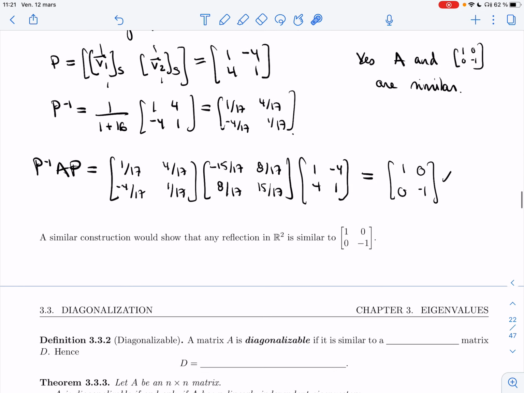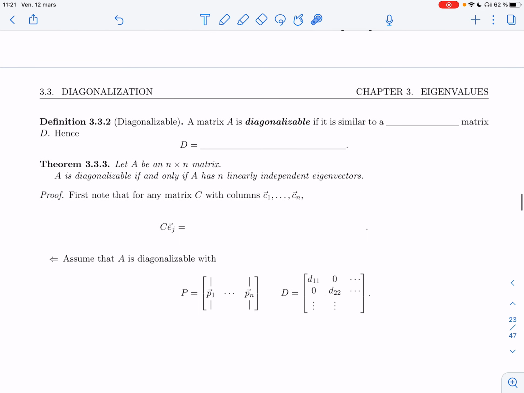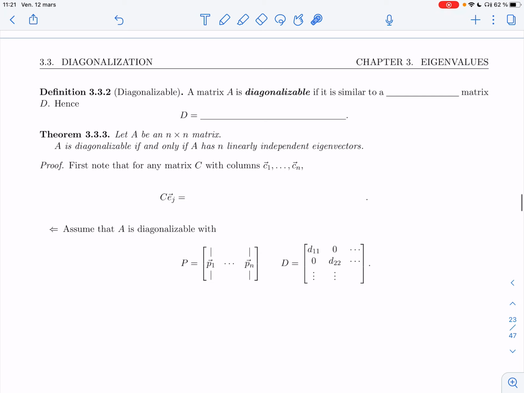And so we want to know when a matrix would be similar to a diagonal matrix. So let's give this a name. Definition, diagonalizable. A matrix A is diagonalizable if it is similar to a diagonal matrix. And so that means that this diagonal matrix would be P inverse AP for some P. So this is diagonal.